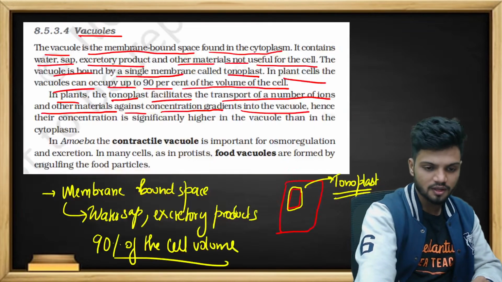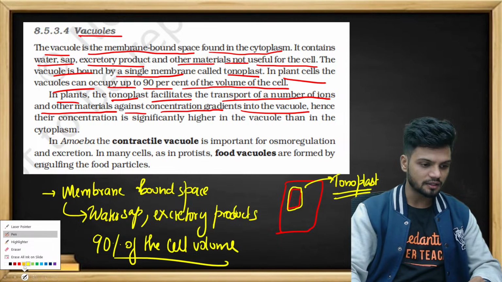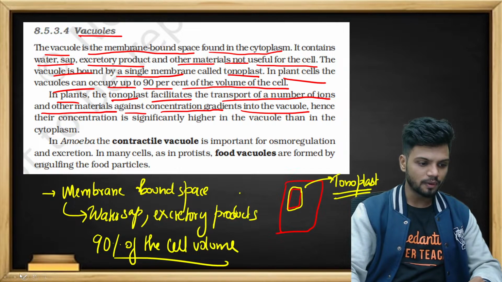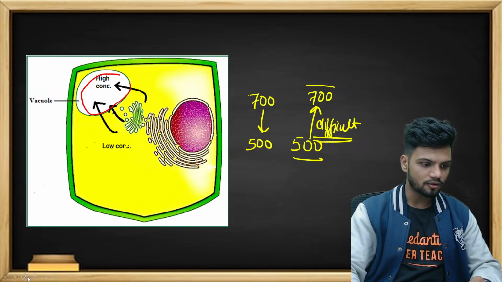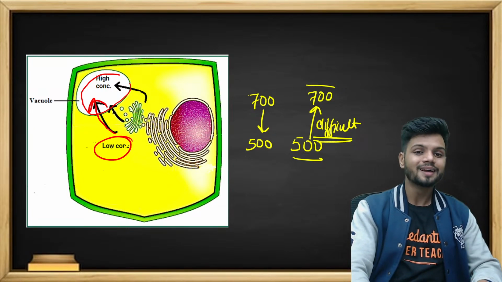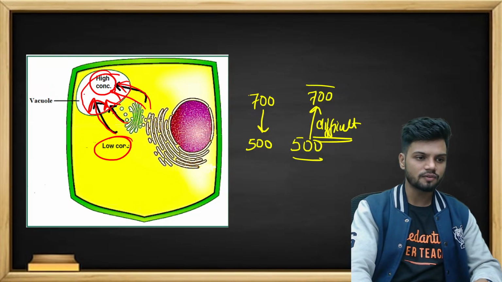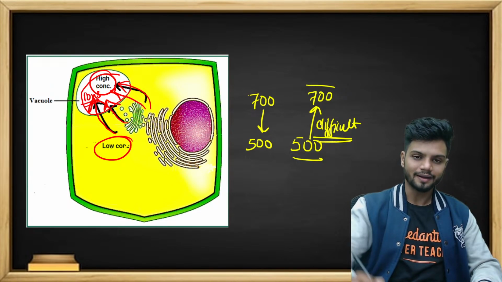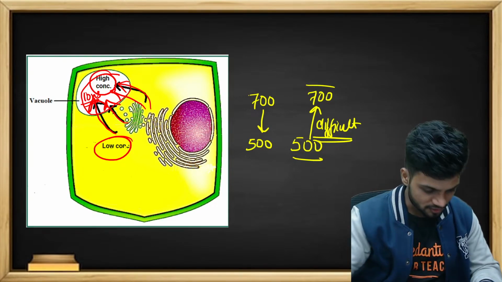So that's what is happening here. In plants, the tonoplast is facilitating transport from low concentration to high concentration, against the gradient, sending items inside. That's why inside the vacuole there is a high concentration of ions. So against the gradient, it is sending them into the high concentration.